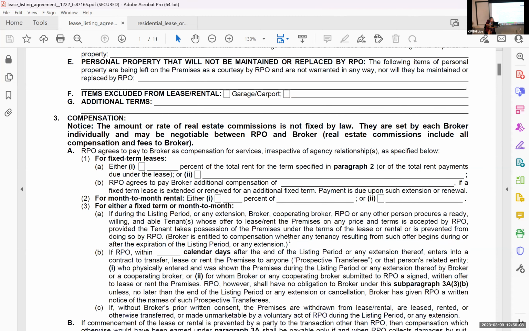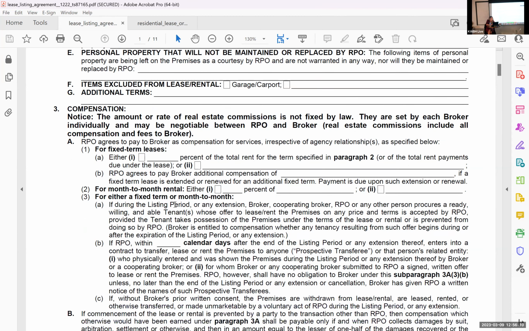Let's see here. So then it is how much percent of rent. So the going rate for total commission percentage payment on a lease is all over the board and depends on if it's short term or longer term. So it's nice, they did actually separate out the commission for long term versus short term. Short term is typically much higher, right? Because why would you do all of that work for nothing?